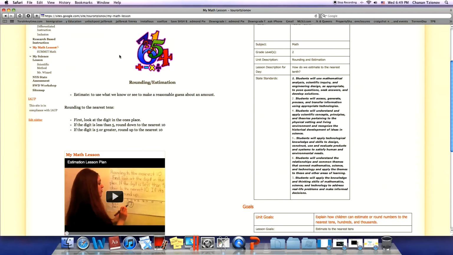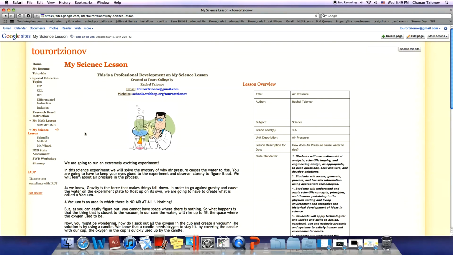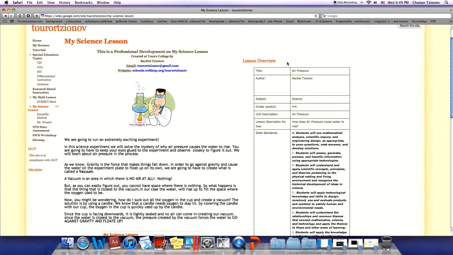Okay, if we go back to my sidebar, we will go to my science lesson. Under my math lesson, there's Summit Math, which I explained before. You can feel free to click it again. Let's go to my science lesson. My science lesson, again, has the UDL template.